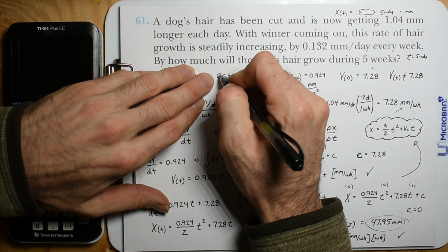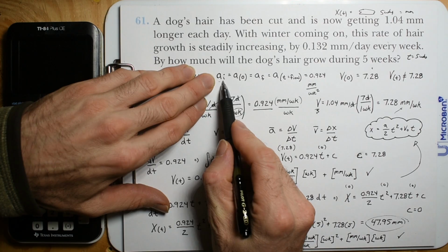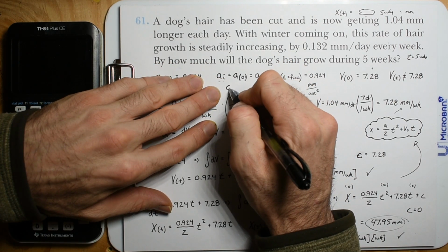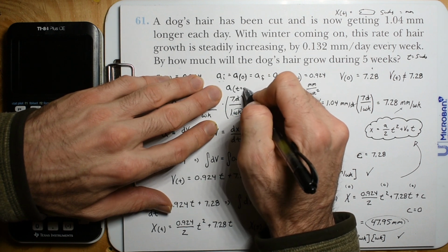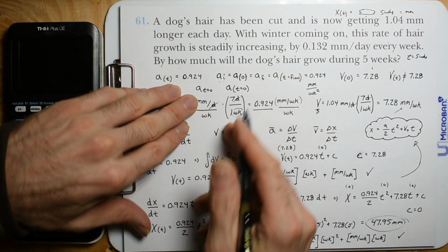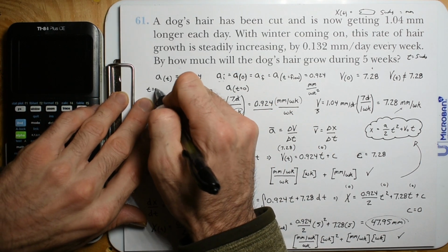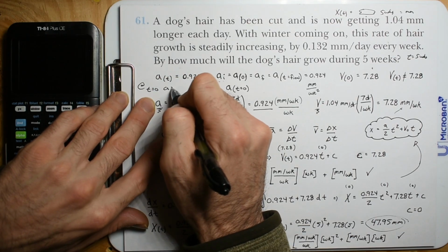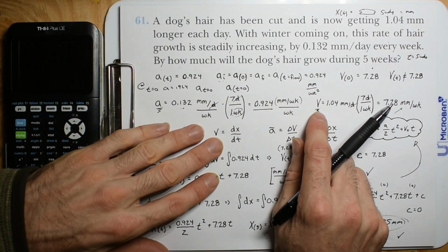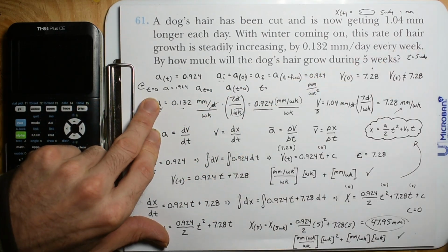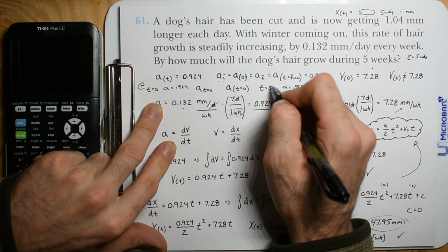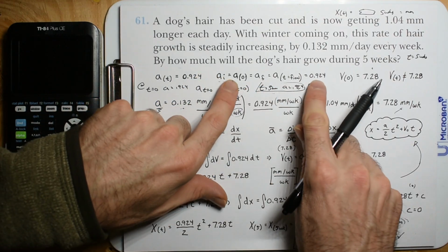Sometimes in kinematics, you'll have this a_i, acceleration initial. That's the same thing as acceleration bracket 0. And this bracket 0 is the same thing as acceleration bracket t equal to 0. It's the same thing as writing over here at t equals 0, acceleration is 0.924. Kind of all different ways to write the same thing. And then at t equal to, I don't know, 5 weeks, acceleration is 0.924. So there you go. That's all the ways to write the same thing.